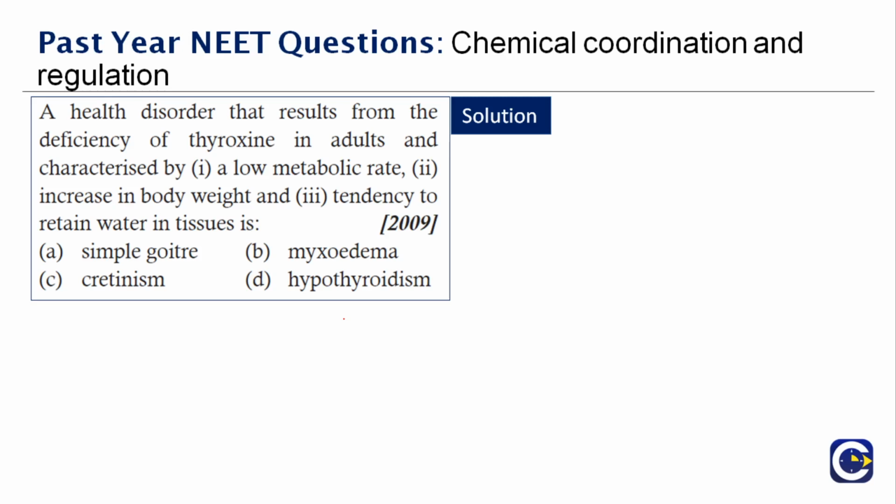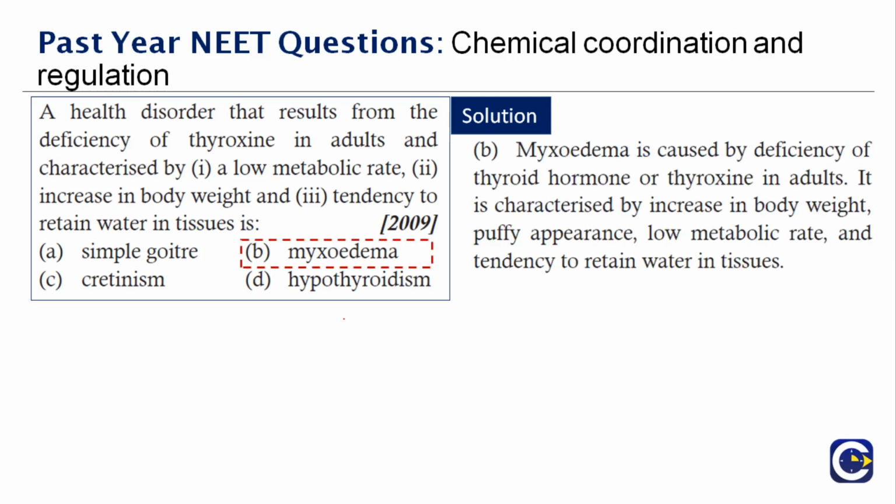Okay, but here you don't call that condition simple goiter. Simple goiter we saw in the last question. It's again associated with the thyroid gland, but you call that health disorder myxoedema. Myxoedema is caused by the deficiency of thyroid hormone or thyroxine in adults. It is characterized by increased body weight, puffy appearance, low metabolic rate, and a tendency to retain water in tissues. That's what I said. The swelling of your legs, face, all that is because of this. Therefore, the right answer is option B.